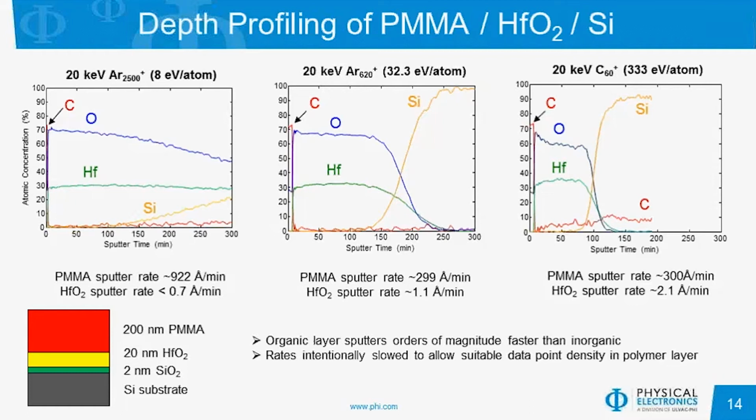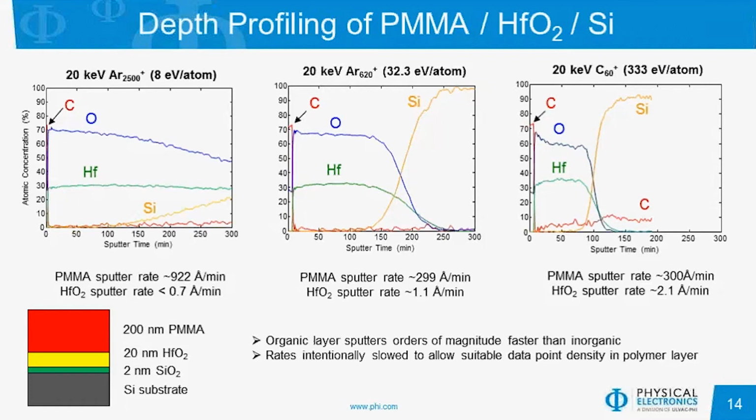PMMA to hafnium oxide is about 300 to 1 for the argon 620 and much higher for the low energy GCIB. And so if you are looking at trying to deal with these types of mixed materials, you want to be able to both use settings that provide adequate sputter rates for getting through your material in a reasonable amount of time and also minimizing the damage that you observe.